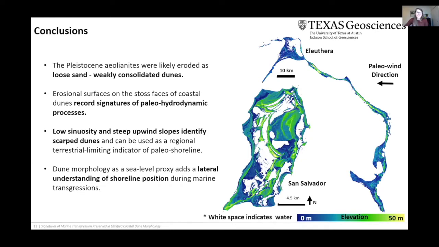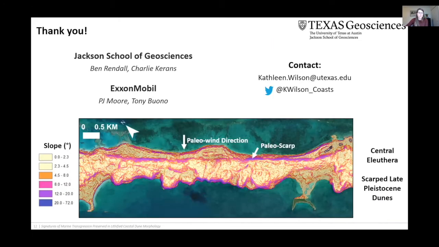So with increasing global availability of digital elevation models, we think that these morphologies can be used elsewhere to interpret evolution of dunes, improve regional understanding of shoreline position, and provide a benchmark for things like paleo shoreline sea level models. So thank you very much for your time and attention. I'd be happy to take questions.